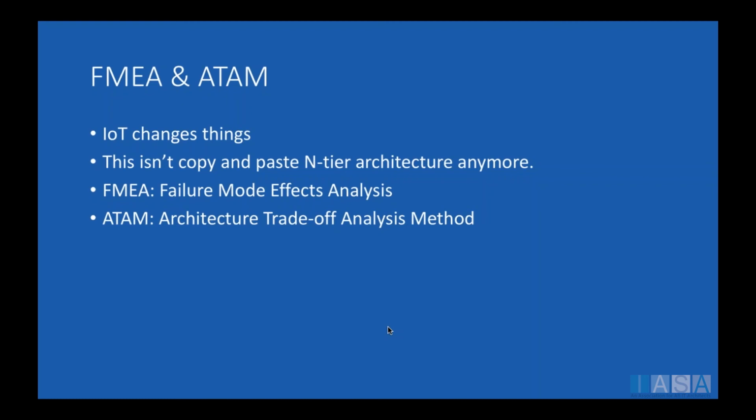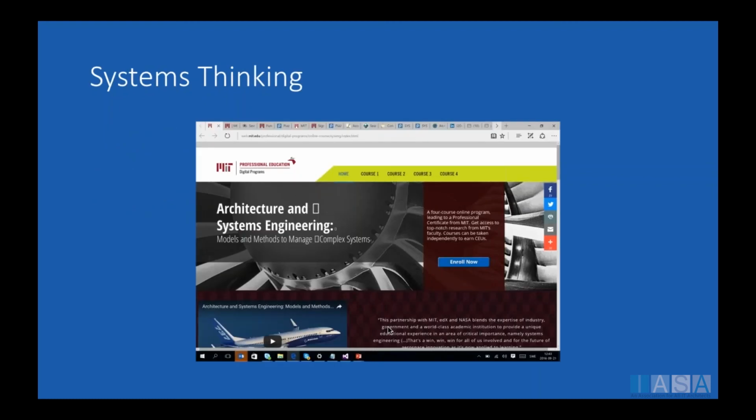Two techniques that I recommend to everyone starting to work with IoT projects are the failure mode effects analysis and the architecture trade-off analysis method. This is an Iasa call, so this shouldn't be strange to people. These are obviously applicable in every project. The complexities and the difficulties of IoT mean that these things are even more important than they normally would be.